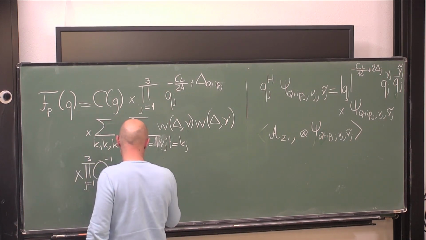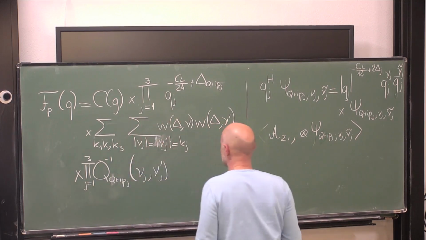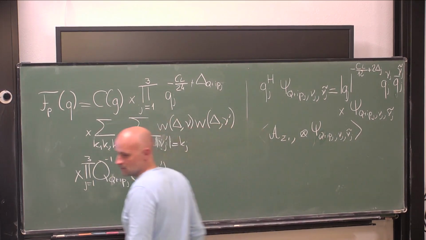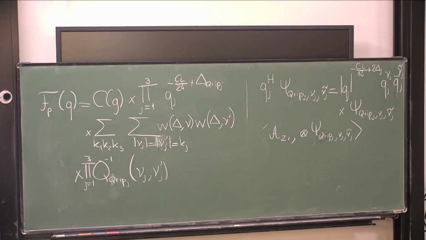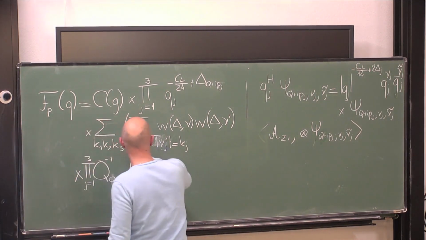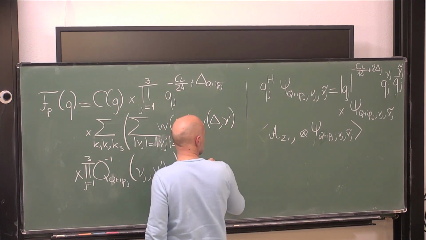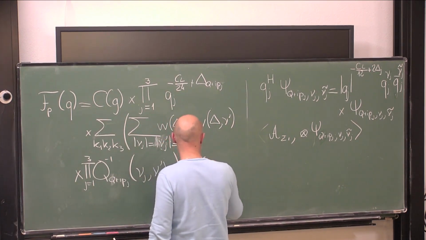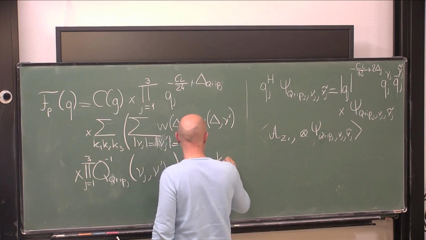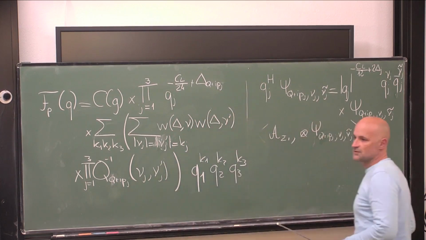Nu J, nu prime J. Forgot something. You check. Probably you forgot the Q. The Q, yes, the Q, to some power. Q to the power K1, K2. And so these are the coefficients, and then there are Q1 to the K1, Q2 to the K2, Q3 to the K3. Yes, this is your series.